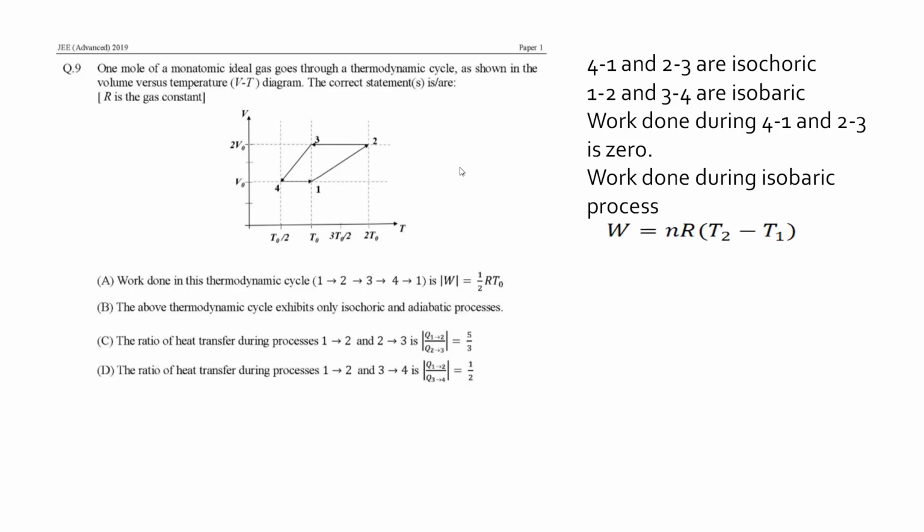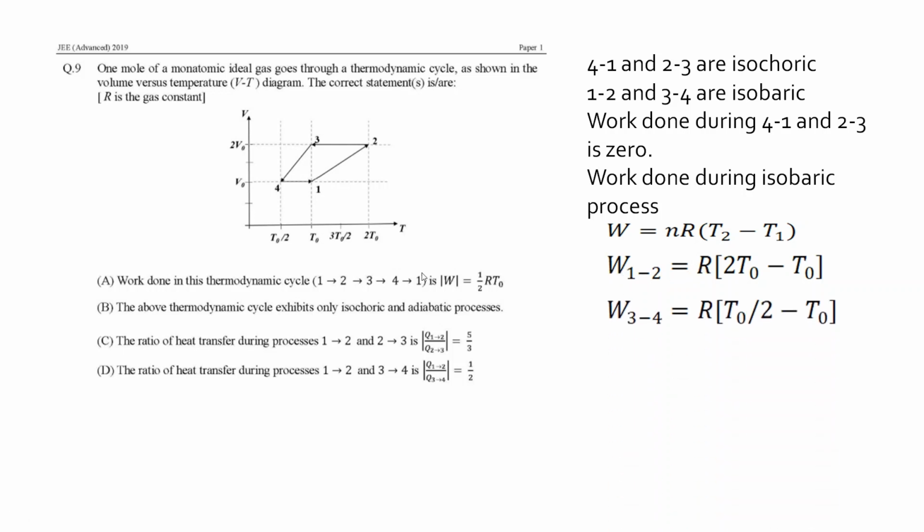Work done during an isobaric process is equal to nR(T2 minus T1). We have already derived this equation in our previous video. So the only thing we have to do is substitute the initial and final temperature. In the process 1 to 2, the initial temperature is T0 and the final temperature is 2 times T0, so 2 T0. This will become T0 into R. Work done during process 1 to 2 is T0 into R.